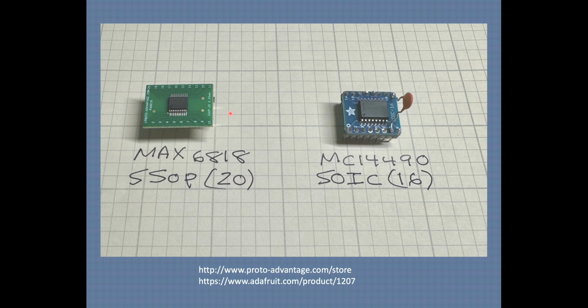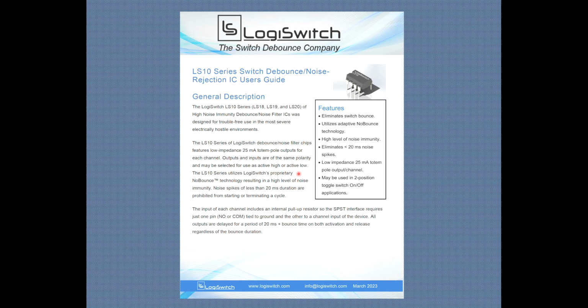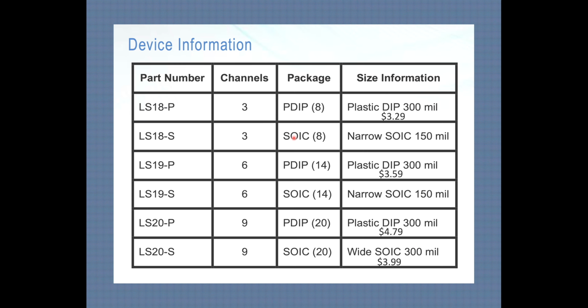And they also come, if you want to work with the surface mount, with carriers that you can use to turn them into a dual inline package, a dip, so you can put them on your breadboard. And I think this first company here will mount them for you. You specify the surface mount chip, and they'll mount the chip on a carrier. Okay, the LS10 series. These have both surface mount and dip packages. They have a 3-channel, 6-channel, and 9-channel.